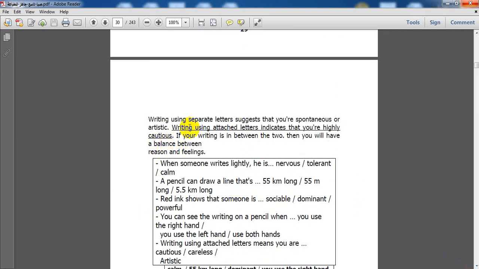Writing using separate letters suggests that you are spontaneous or artistic. Writing using attached letters indicates that you are highly cautious. If your writing is between the two, then you will have a balance between reason and feelings.